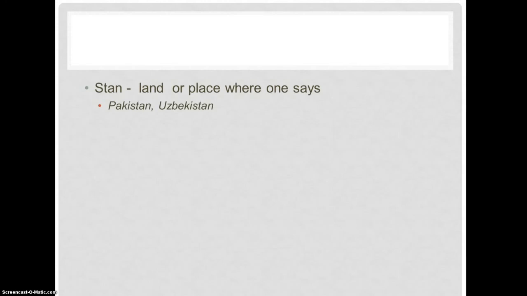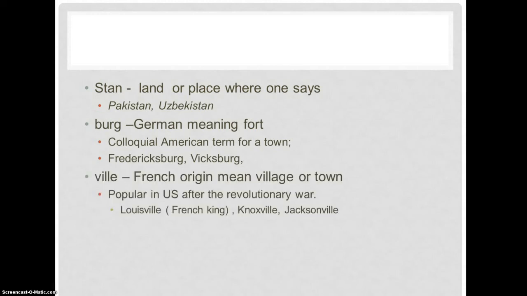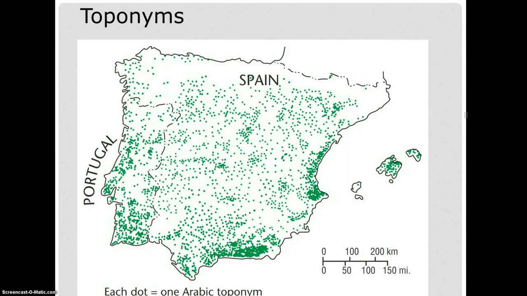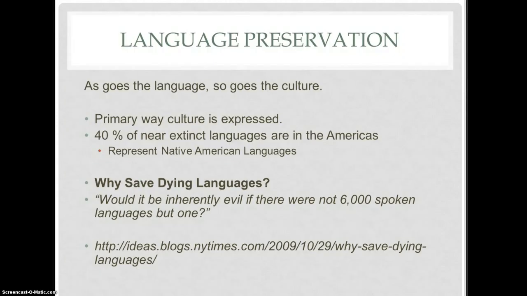I'm going to skip that and move down to toponyms. Toponyms are prefixes and suffixes that give an indication of the history of a place. So, for instance, Stan means place, Berg means fort, and Ville means village or town. And then talking about remnants of toponyms. And then finally, toponyms can reflect events like Battle Creek, or people, Mount Washington, or physical landscapes, such as Oakland, California, meaning the oak tree. So we're going to work with language in your activity this week and look at toponyms on some Google Maps.